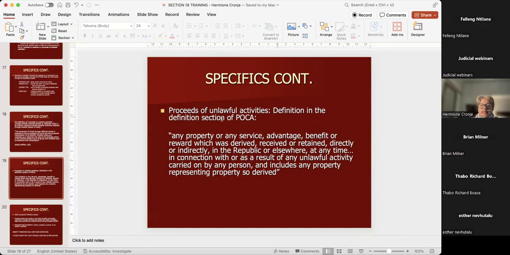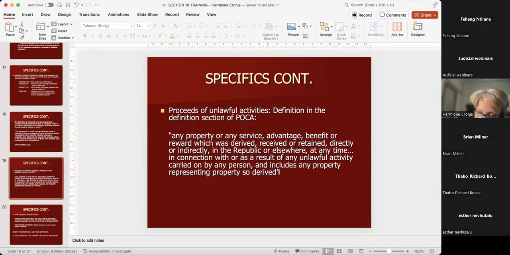And so just to complete the picture, any property or any service, advantage, benefit, or reward derived, received, or attained directly or indirectly at any time in connection with or as a result of any unlawful activity carried out by any person, and includes property representing such property.